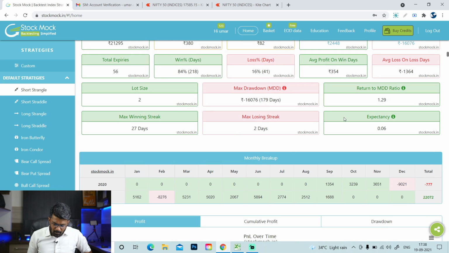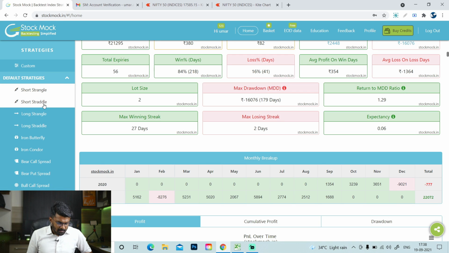So you can go and see here the monthly breakup. In the year 2020, this strategy, just a simple Straddle, has given a loss of minus 777, and the profit for the year 2021 is around 22,072. You just do a Straddle and forget about it. You only square off the Straddle when the premium of the option which you have sold increases by 25%, right?